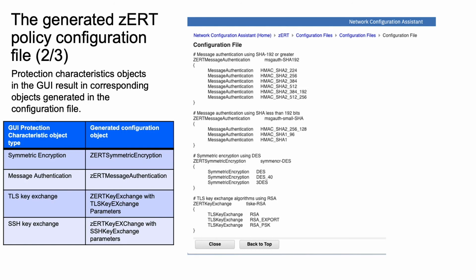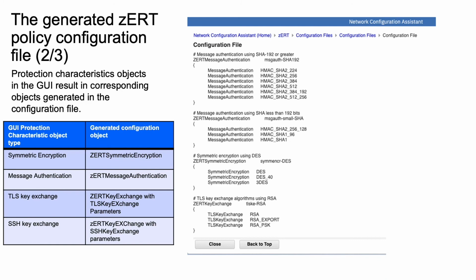NCA ZERT technology will generate objects to represent your protection characteristics objects from the GUI. The type of object generated depends on the type of protection characteristic object you used in the GUI. The table in this slide shows which configuration file object types are generated for each type of protection characteristic supported by NCA ZERT. So if in the NCA ZERT GUI you've created a symmetric encryption protection characteristic object, that will result in a ZERT symmetric encryption statement in the configuration file.